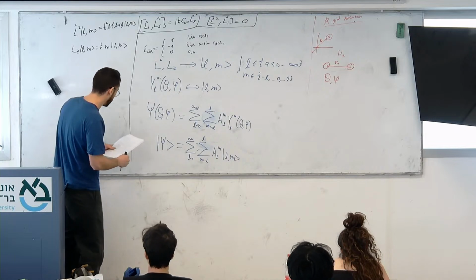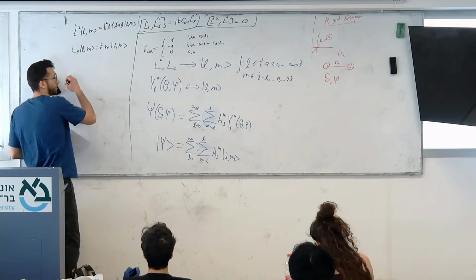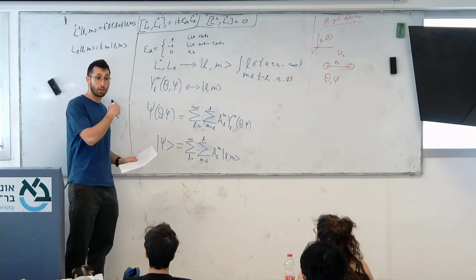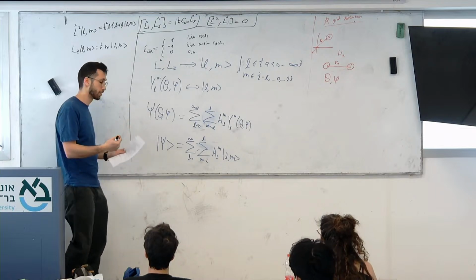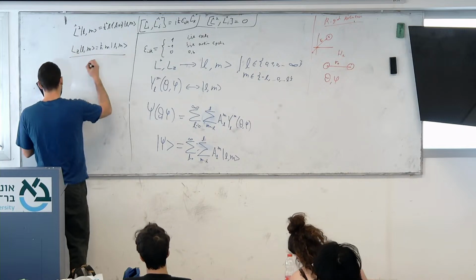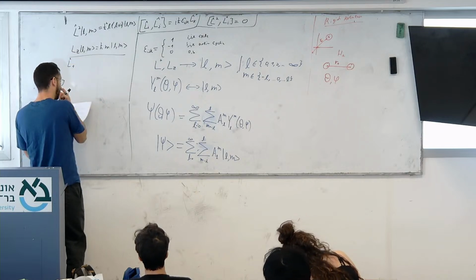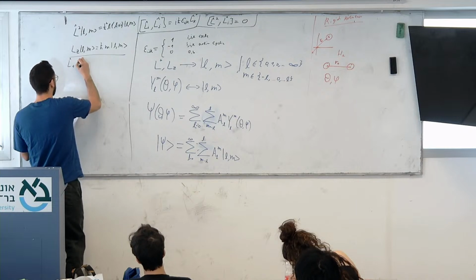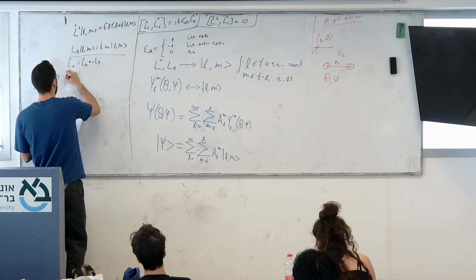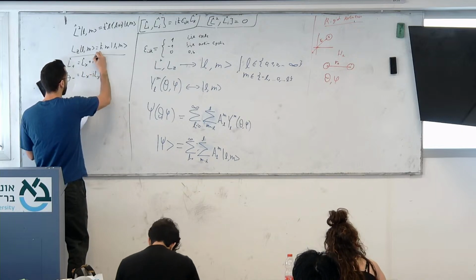We're going to talk now about raising and lowering operators. Similarly to what we have with A and A dagger for the harmonic oscillator, here we can also define raising and lowering operators. How we define them is: L plus is equal to Lx plus i Ly, and L minus is equal to Lx minus i Ly.